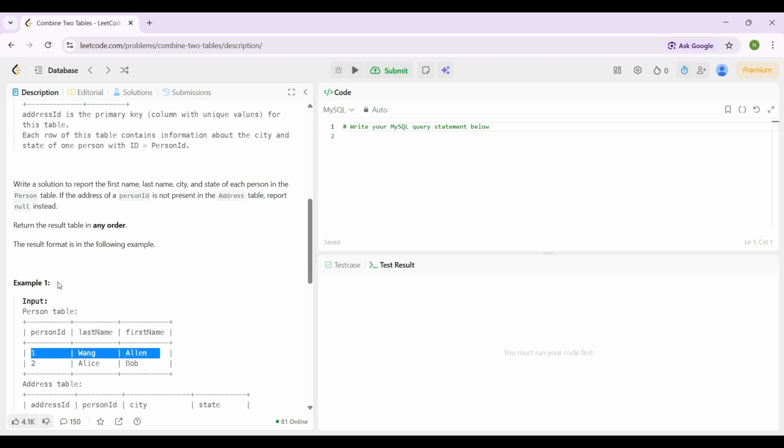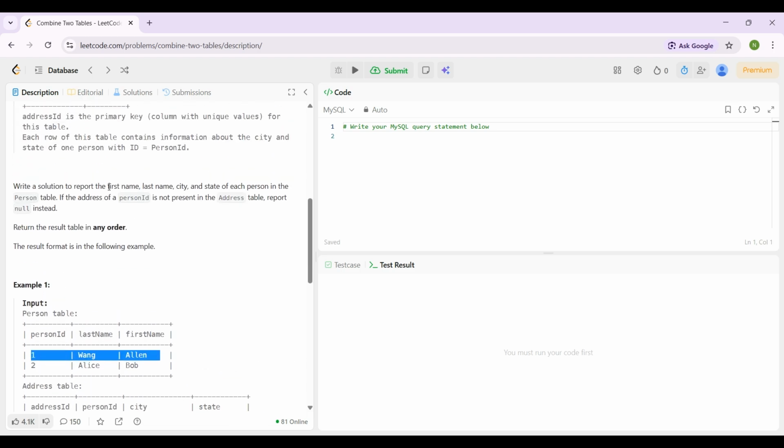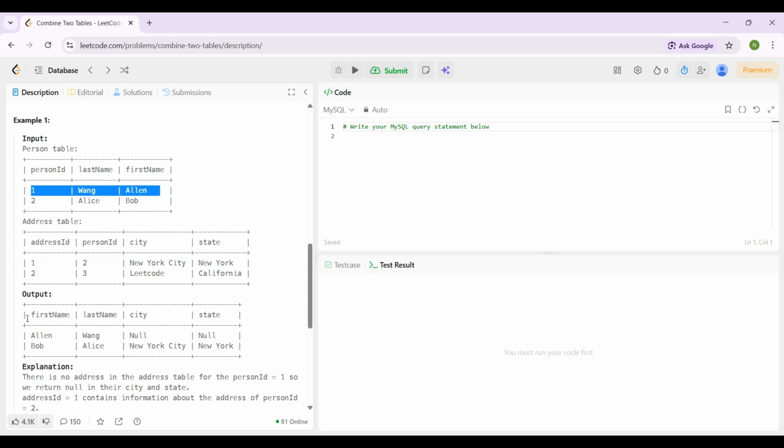But see here, in the output table, we want first name, last name, city, and state. What do we have? We didn't have person ID 1, right? So the first name is Ellen, last name is Wang, city is null because we didn't have person ID 1 here, so city is null and state is null.